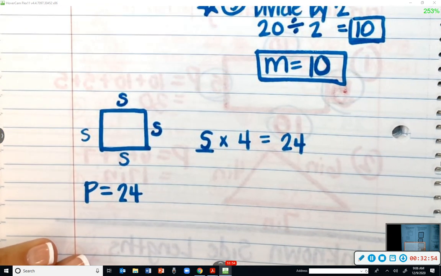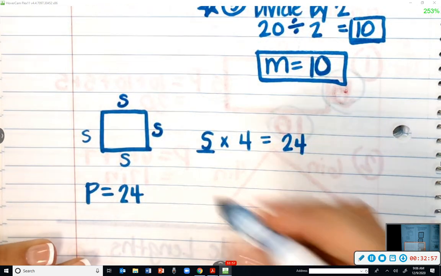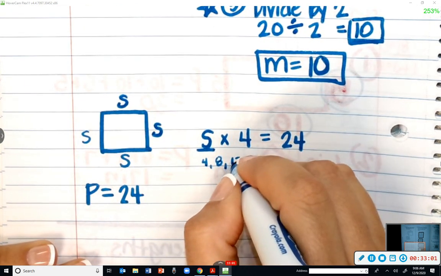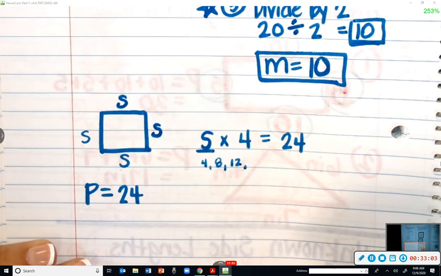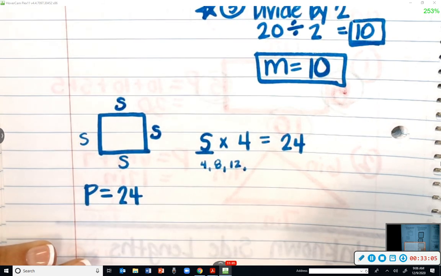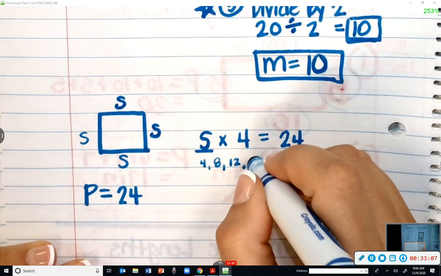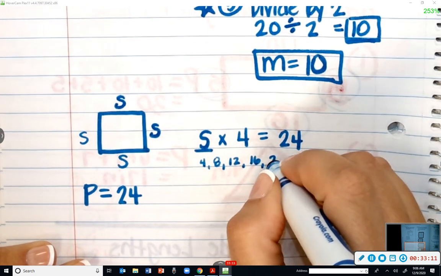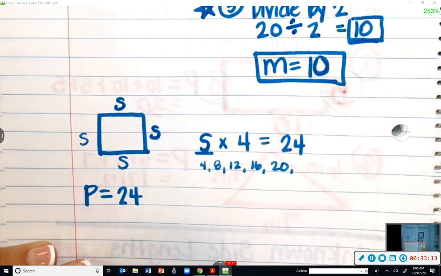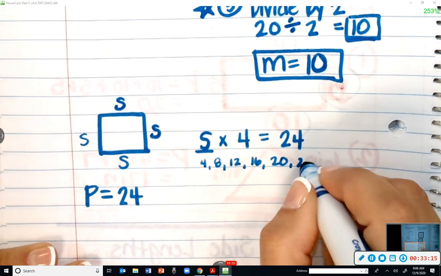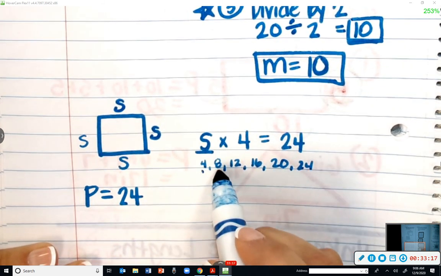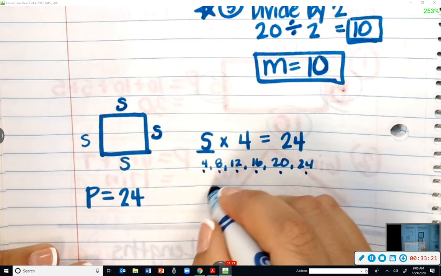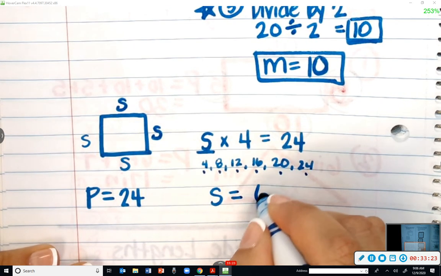Could I skip count by 4s? Yes. Okay, so it'd be 4, 8, 12. What comes next? 16. 20, 24. Okay, now I can stop. I count. There's 1, 2, 3, 4, 5, 6 skips. So that tells me that S equals 6.